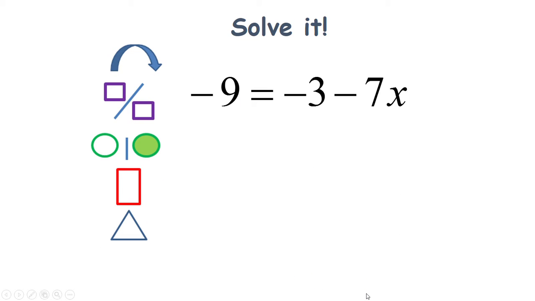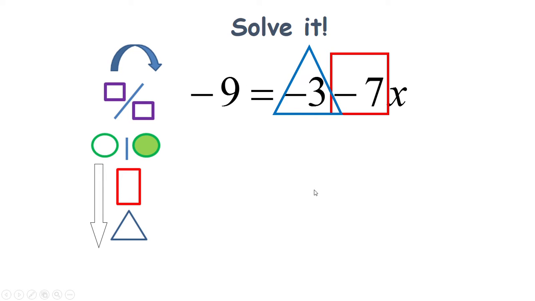Okay? Next, we had negative 9 equals negative 3 minus 7x. We already said that the rectangle was the negative 7, the triangle is negative 3, but we need to move the triangle first by doing plus 3 on both sides of the equation. That cancels this triangle out on the right-hand side. On the left-hand side, we have negative 9 plus 3. We need to do that, so we either need to know our integer rules, or we can type this in our calculator, negative 9 plus 3.